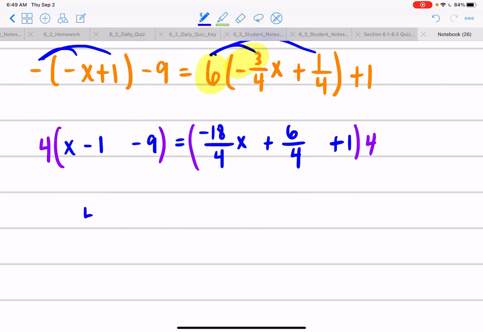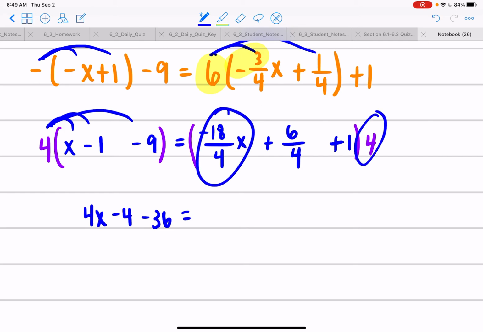What do we get when we do that? We get 4x, right? 4x minus 4 minus 36 is equal to, when this multiplies with 4, the only thing that's going to happen is the 4s are going to cancel and you're going to be left with negative 18x. So this is kind of convenient. That takes what would otherwise be a kind of annoying, difficult problem and makes it pretty easy.